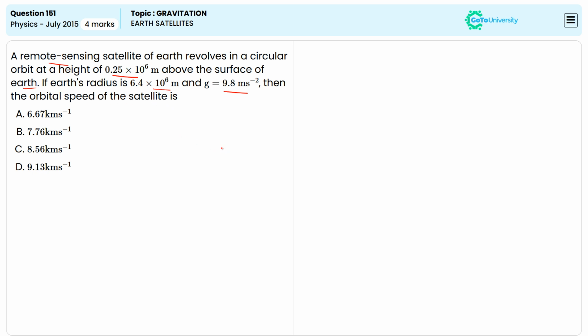Okay. So here we know the orbital velocity of the satellite. We can write the formula that is v is equal to the square root of GM divided by (R + h), where M is the mass of the Earth and R is the radius of the Earth.